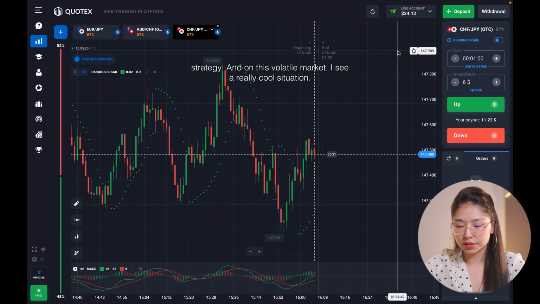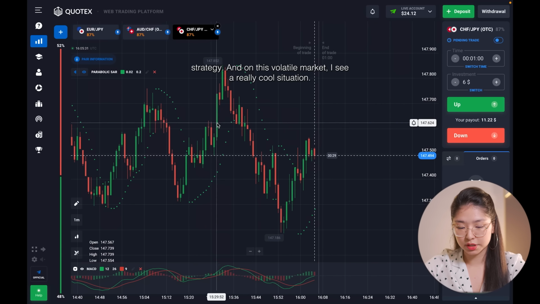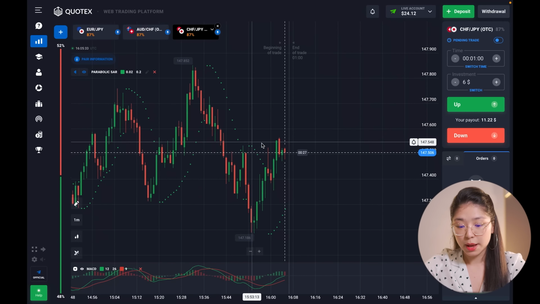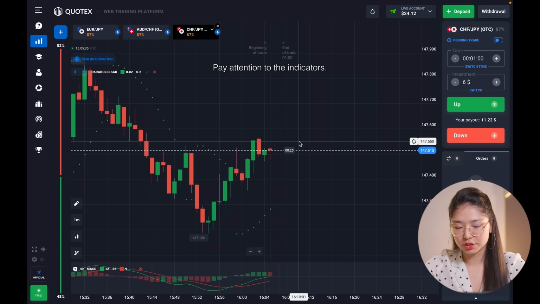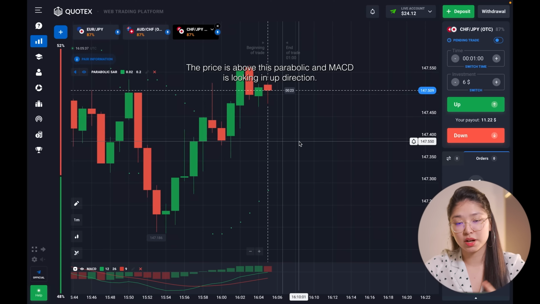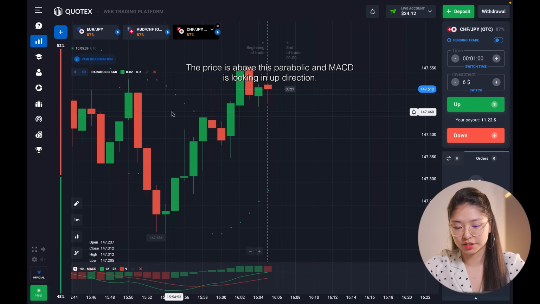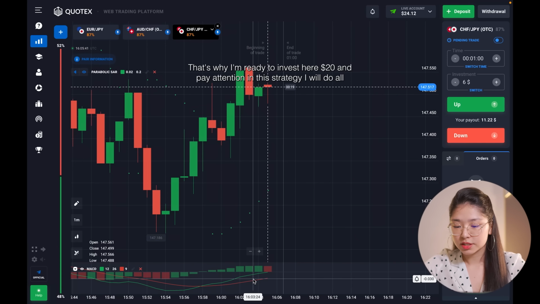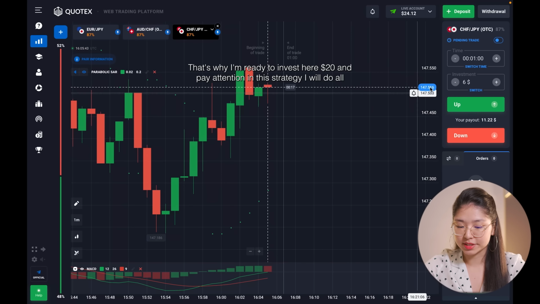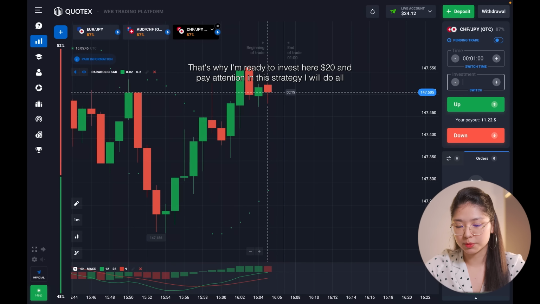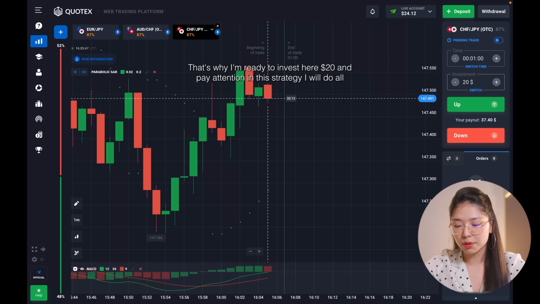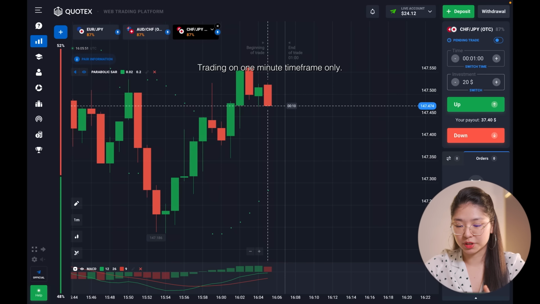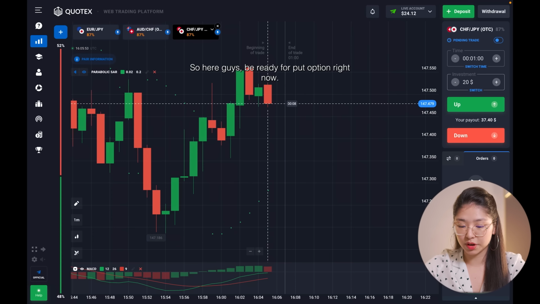On this volatile market, I see a really cool situation. Pay attention to the indicators. The price is above the parabolic and MACD is looking in that direction. So that's why I'm ready to invest $20 here. And pay attention, in this strategy I will do all trades for 1 minute, trading on the 1 minute time frame only. So here guys, be ready for a put option right now.